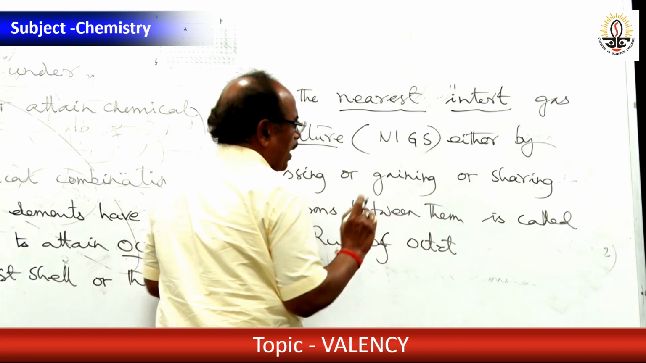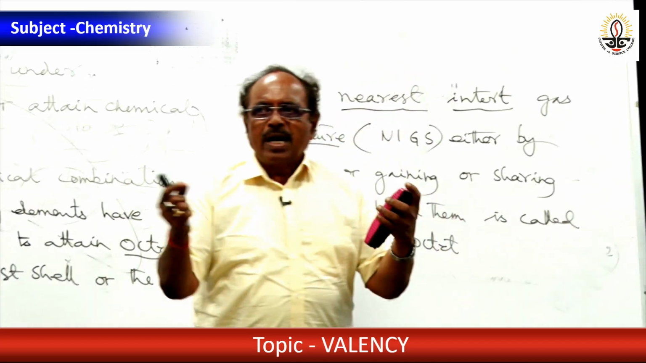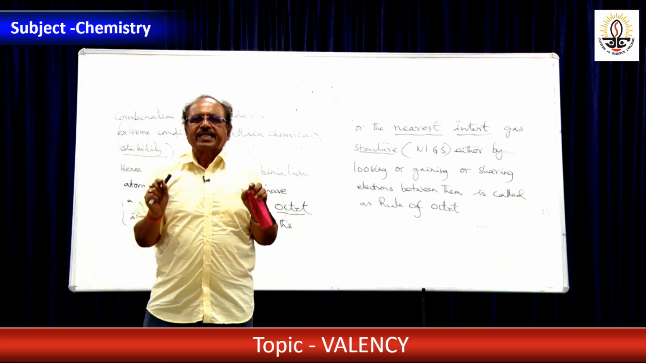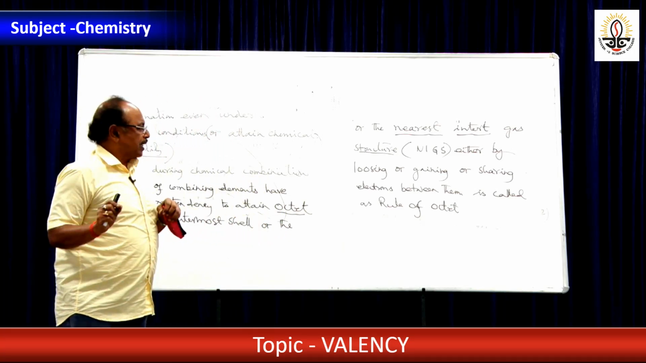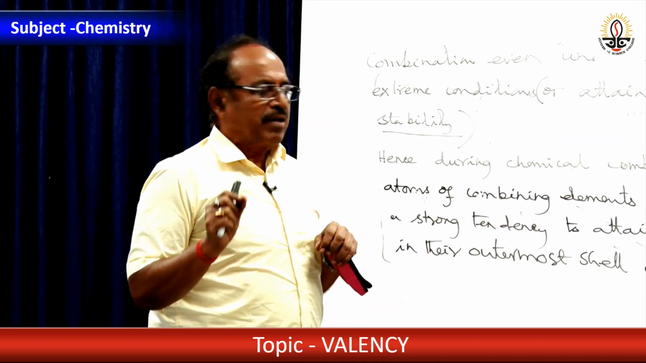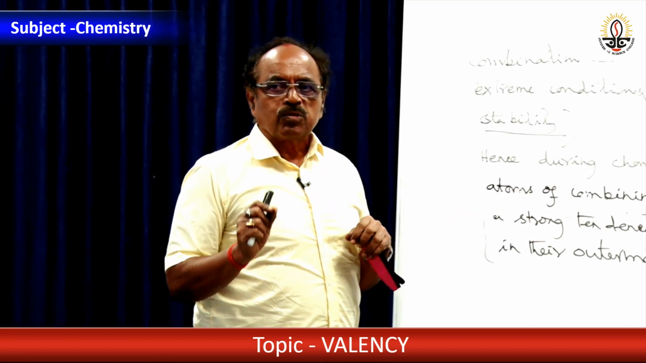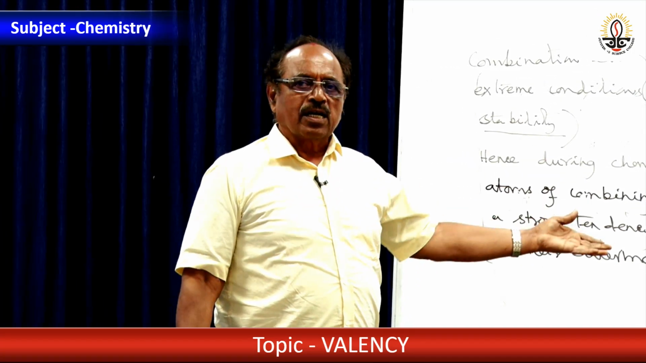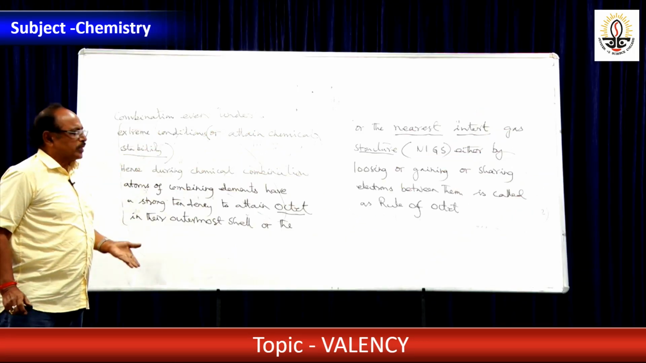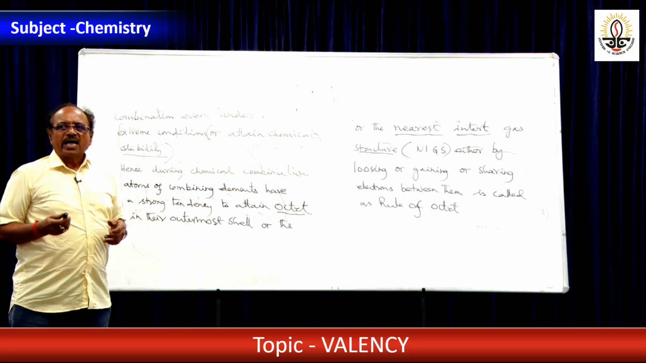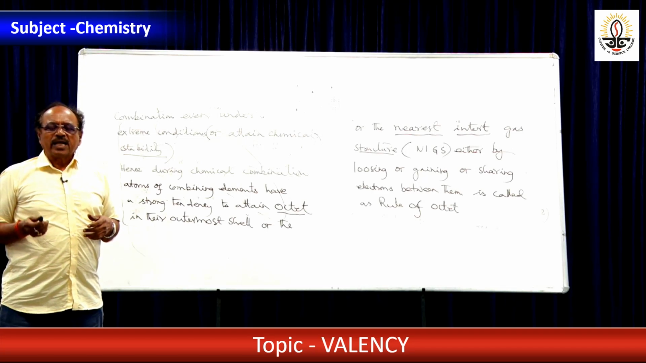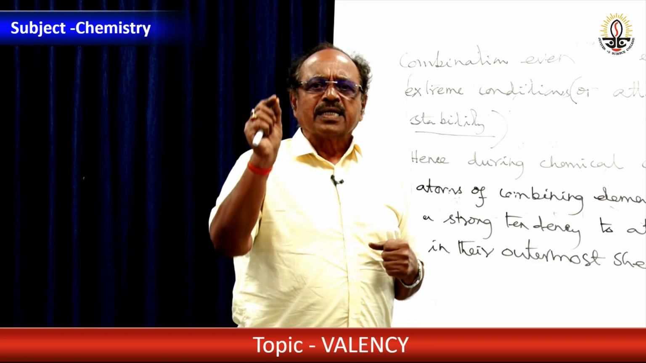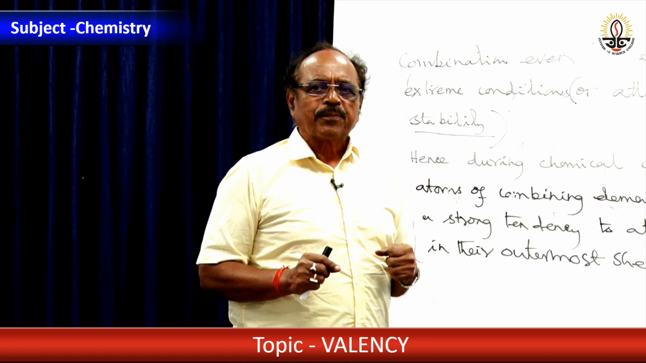So he says two atoms are combining. Those atoms that do not have 8 electrons in their outermost cell take part in chemical combination, whereas these inert gas elements, helium, neon, argon, krypton, xenon and radon, are not taking part in chemical combination because they have 8 electrons in their outermost cell.